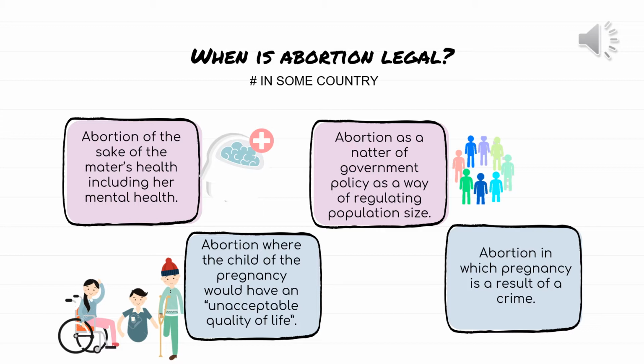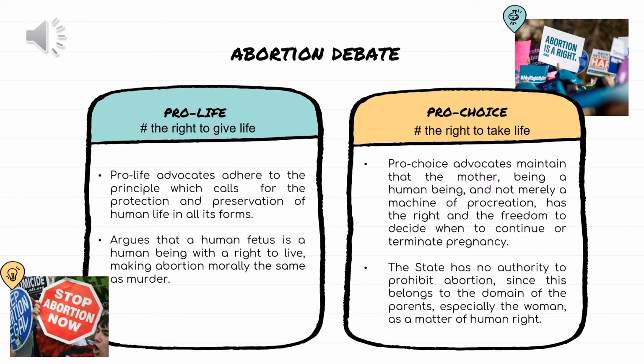For example, the cases where the child would have serious physical handicaps, serious genetic problems, and serious mental defects. Third, abortion as a nature of government policy as a way of regulating population size. Last, abortion in which pregnancy is a result of crimes such as rape. The abortion debate is the ongoing controversy surrounding the moral, legal, and religious status of induced abortion.